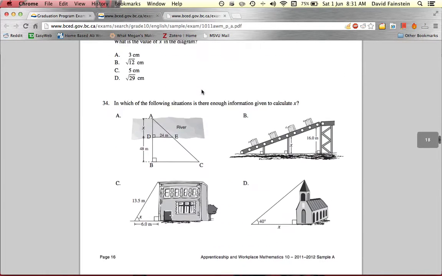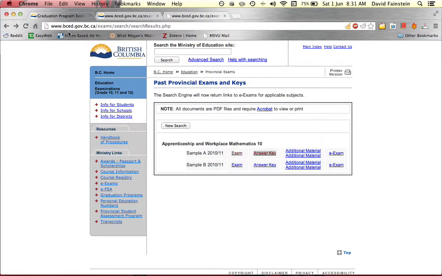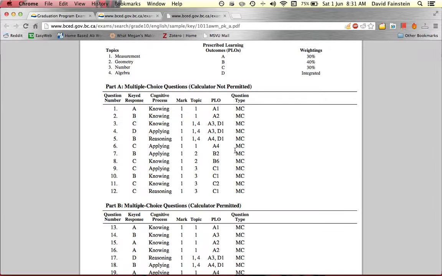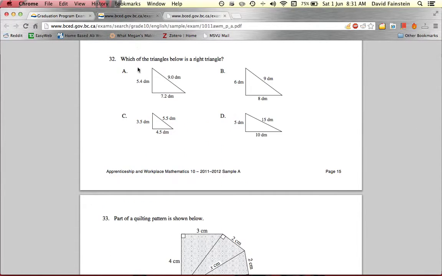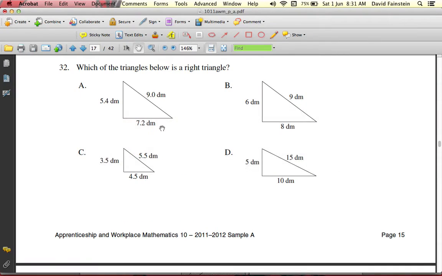I also want to tackle a couple questions and then show you, when you pull up the answer key, how to read and interpret this answer key just fairly quickly. Okay, so let's start with question 32. I'm also going to do this in a program where I can actually draw. Question 32.